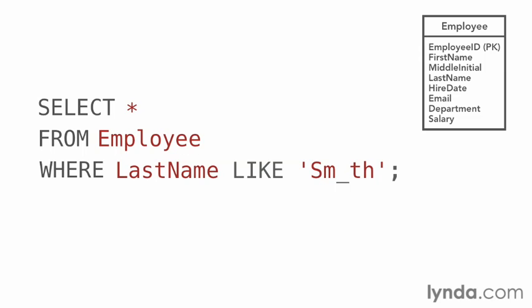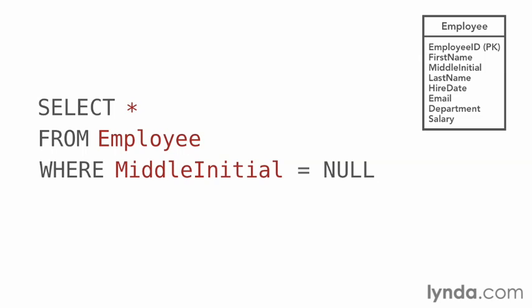Now, if I wanted to find those people, I might first think to write something like this, where middle initial equals null. But actually, equals is not a good word to use when we're checking for the existence of null, because null isn't a value. It's not equal to anything. What we want instead is the word is. So instead of middle initial equals null, it's where middle initial is null. And this would bring back all the rows where there had been no value stored in that column.